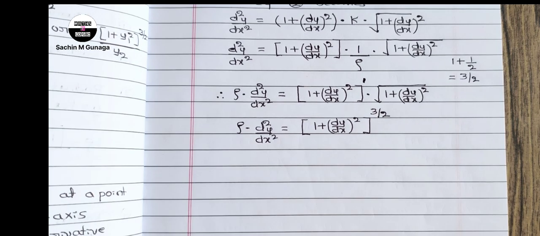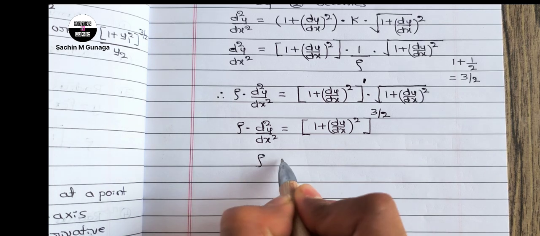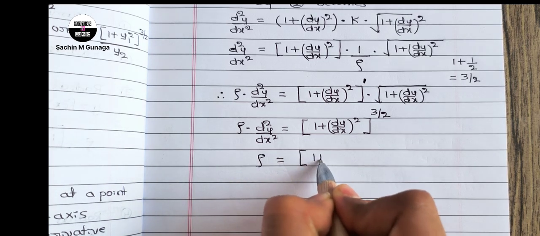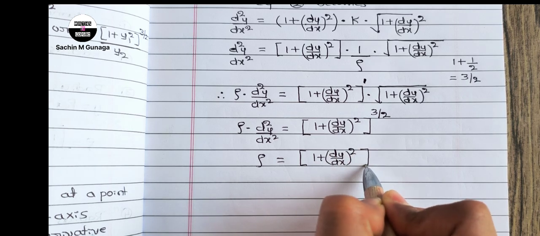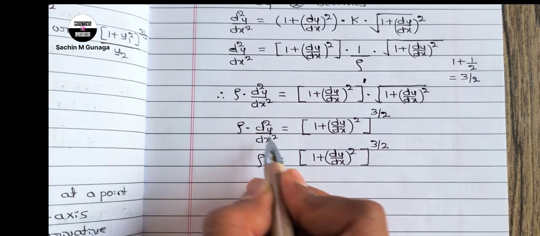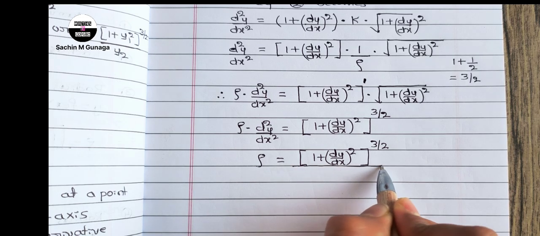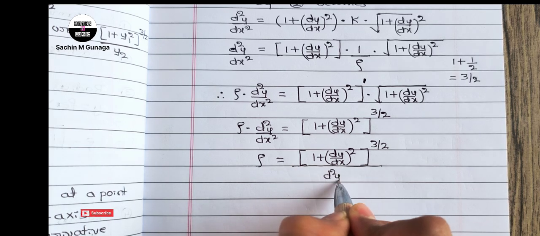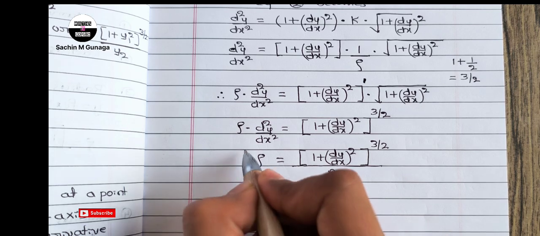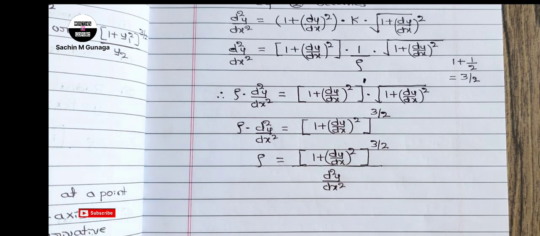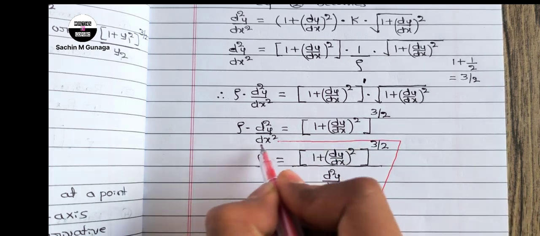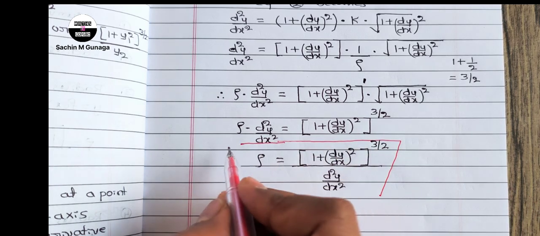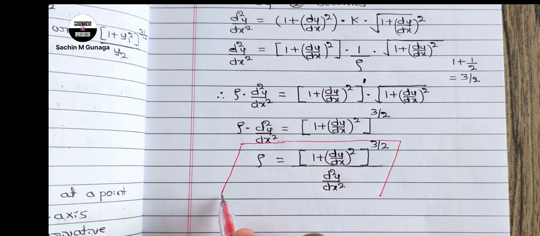But we need only the radius of curvature. Therefore, rho is equal to bracket 1 plus (dy divided by dx) whole squared raised to 3 divided by 2. Then this value comes in the denominator, divided by d square y divided by dx square. So this is the formula for radius of curvature for Cartesian curve.